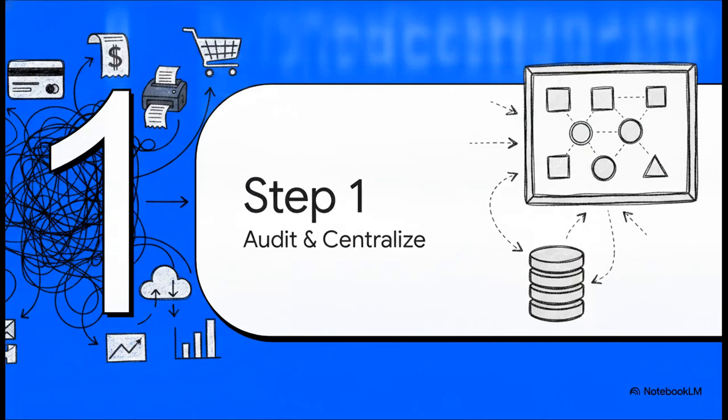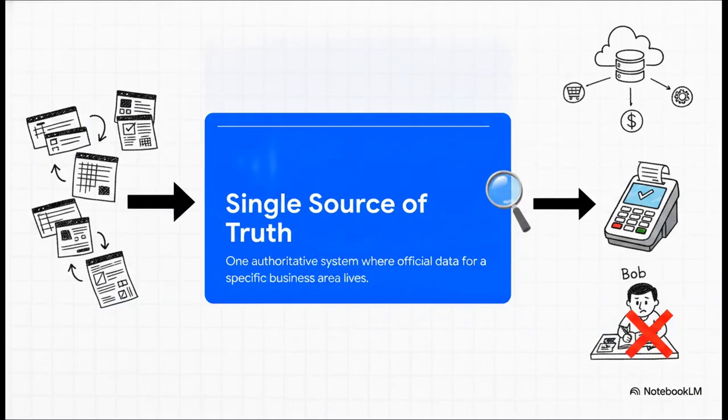All right, starting right off with step 1, audit and centralize. To begin, you have got to stop opening new spreadsheets for every single new question you have about your business. Seriously. Instead, you need to map out every single tool your business uses today. We're talking your payment gateways, your point-of-sale systems, ad platforms, accounting software, the whole shebang. So the crucial point here is establishing a single source of truth for each of those areas.